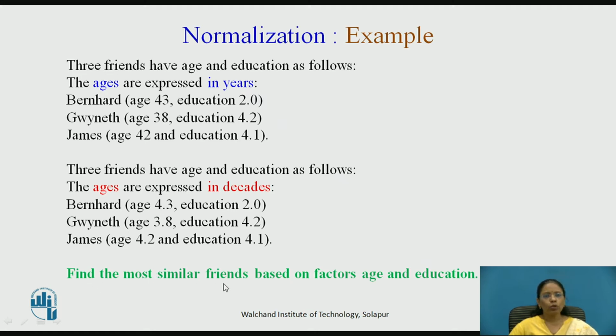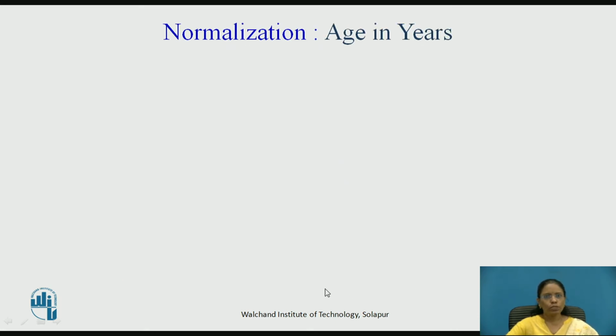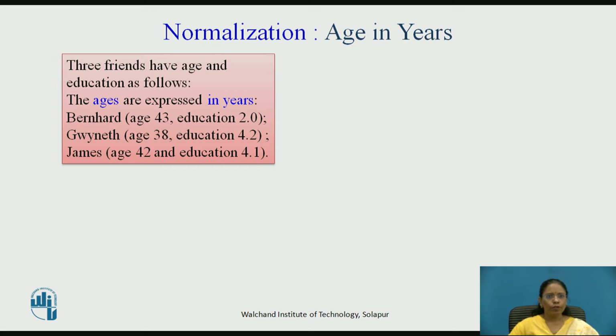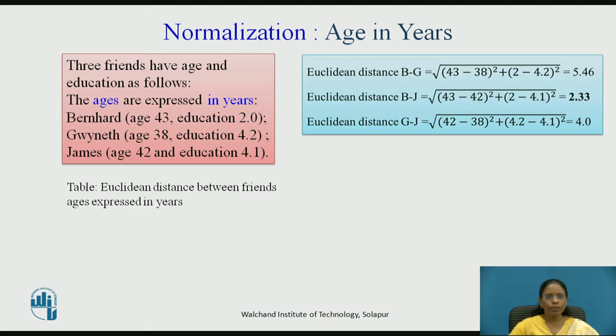So here we want to find the similar friends based on factors such as age and education. When we take the friends' ages in years, we want to prepare the table of Euclidean distance between the friends and ages. So, the Euclidean distance between Bernhard and Ganit, where Bernhard is mentioned by B and Ganit by G.